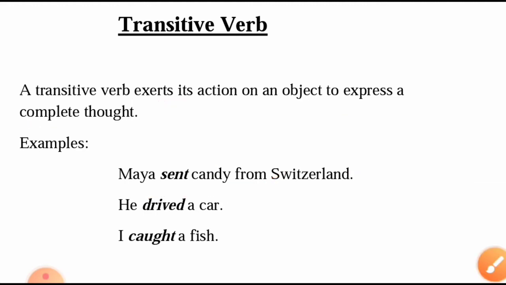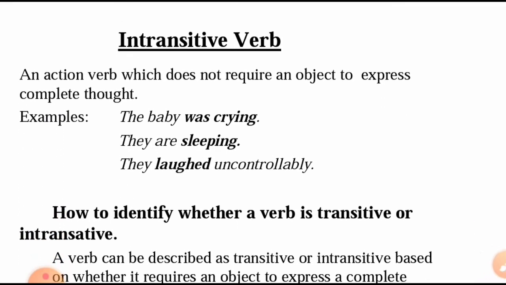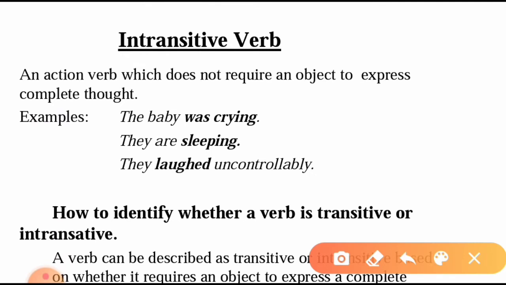So now let's talk about intransitive verbs to understand the difference. Now the intransitive verb is an action verb which does not require an object to express a complete thought. So here you can see it is the opposite of the transitive verb. Intransitive verbs are basically those verbs that don't require any object to express a complete thought or to make complete sense in a sentence. So the intransitive verb can stand alone. They don't need any kind of object to make complete sense.